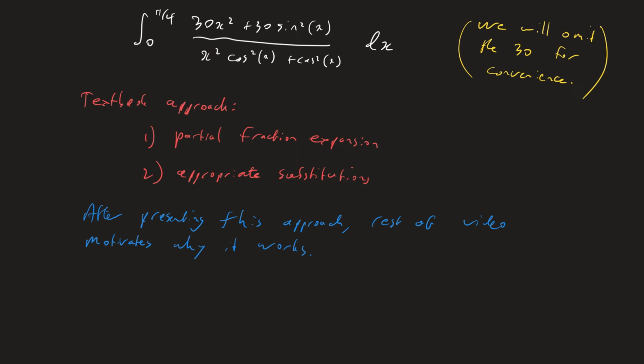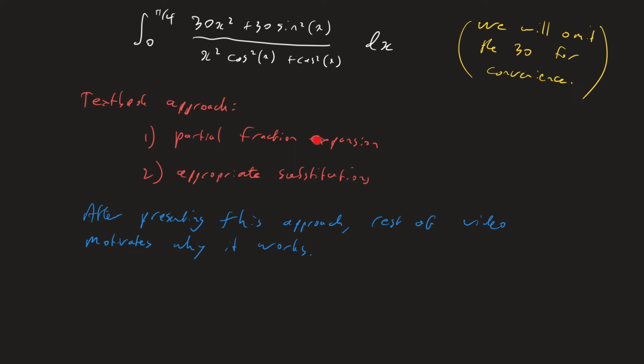The textbook approach for solving this integral is first to apply a partial fraction expansion, and then we apply appropriate substitutions. After presenting this, we explain why it works. The need for a partial fraction expansion comes from the fact that we have a mixture of trigonometric functions and rational functions in x. We can deal with either rational functions in x or with trigonometric functions in x, but not both at the same time.